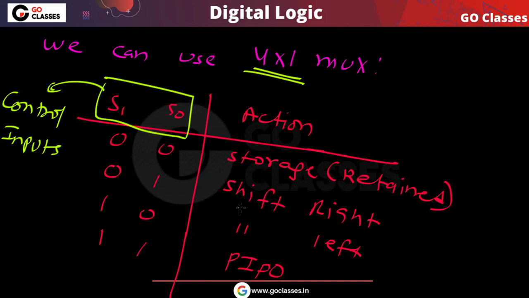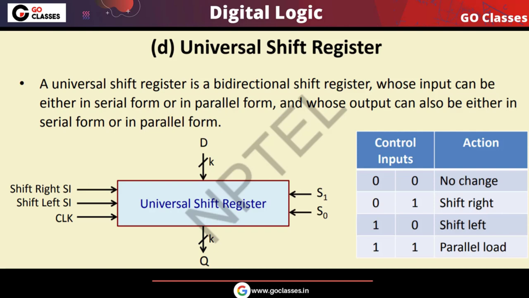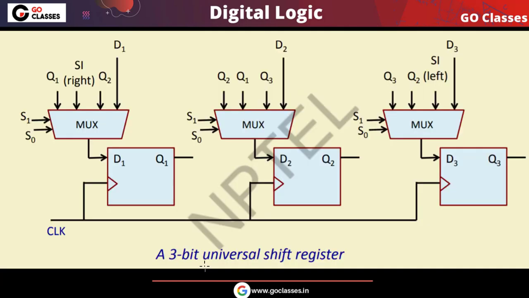If you want shift right functionality, you can put s1 equal to 0, s0 equal to 1. If you want shift left functionality, you can put s1 equal to 1, s0 equal to 0. Now we can create a universal shift register. Finally, this is your 3-bit universal shift register, and let's analyze this one by one.